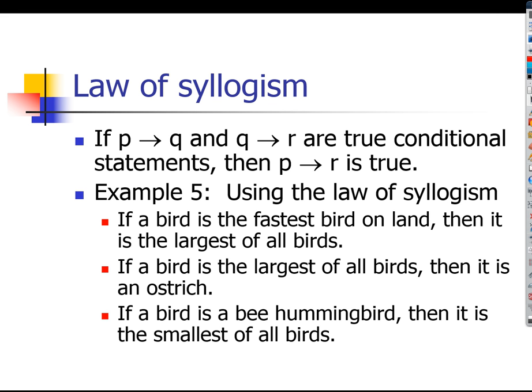We're about done. So here's the law of syllogism. This one is really simple. This one just says, if "if P then Q" is true, and the statement "if Q then R" is also true, what conclusion could you make, do you think?